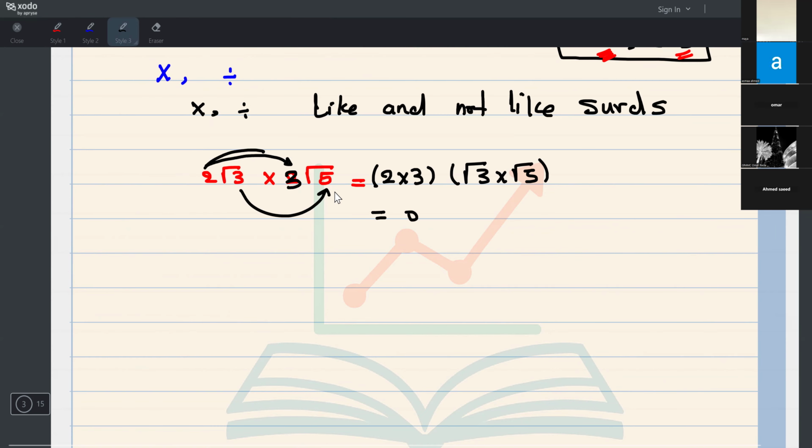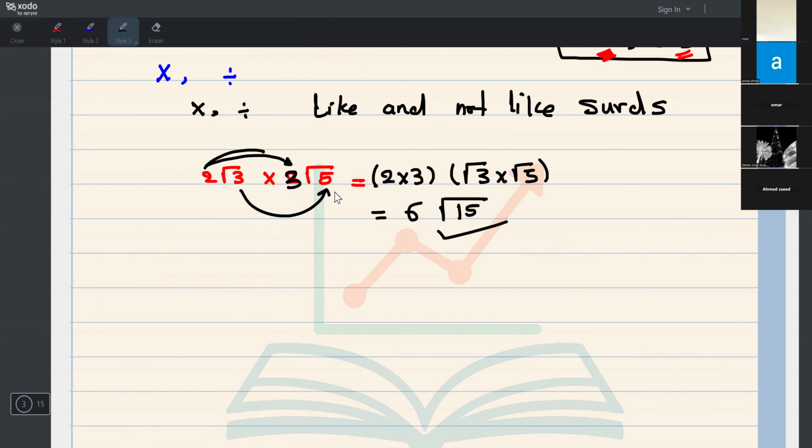Two multiplied by 3 is 6. Root 3 times root 5 is root 15. So the final answer is 6 root 15. So we can do multiplication for unlike surds.